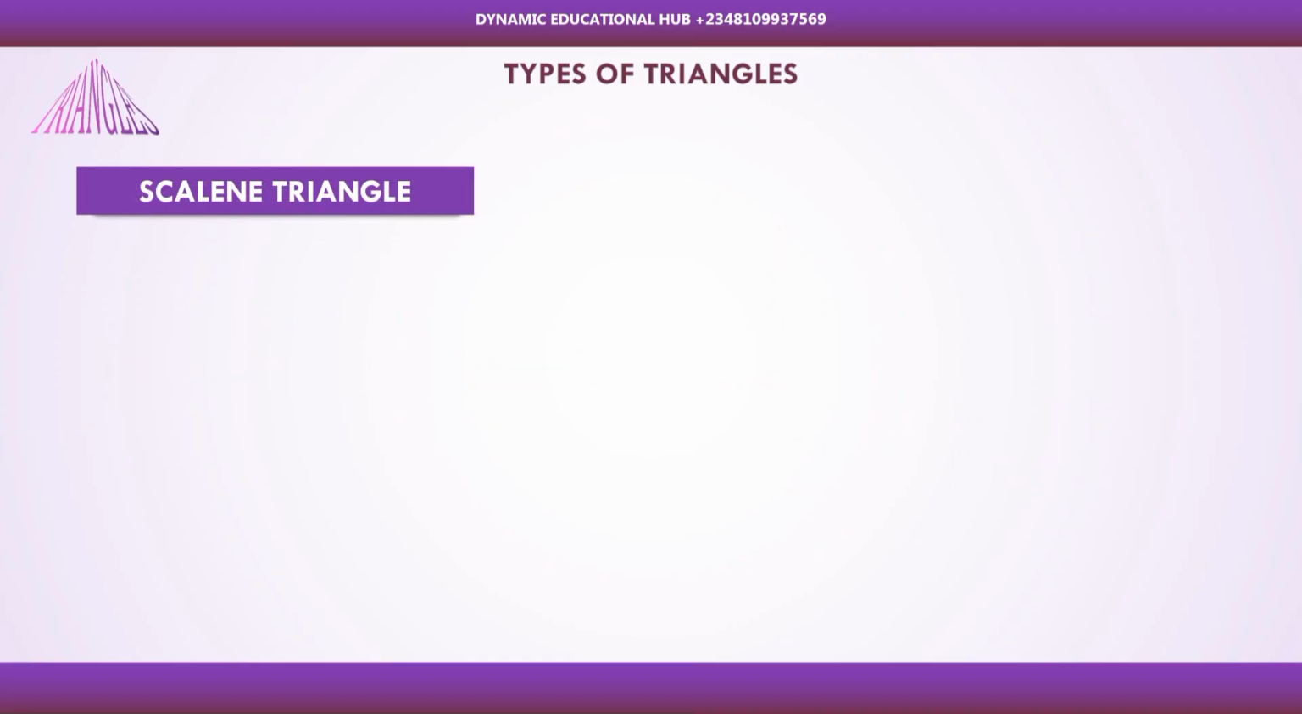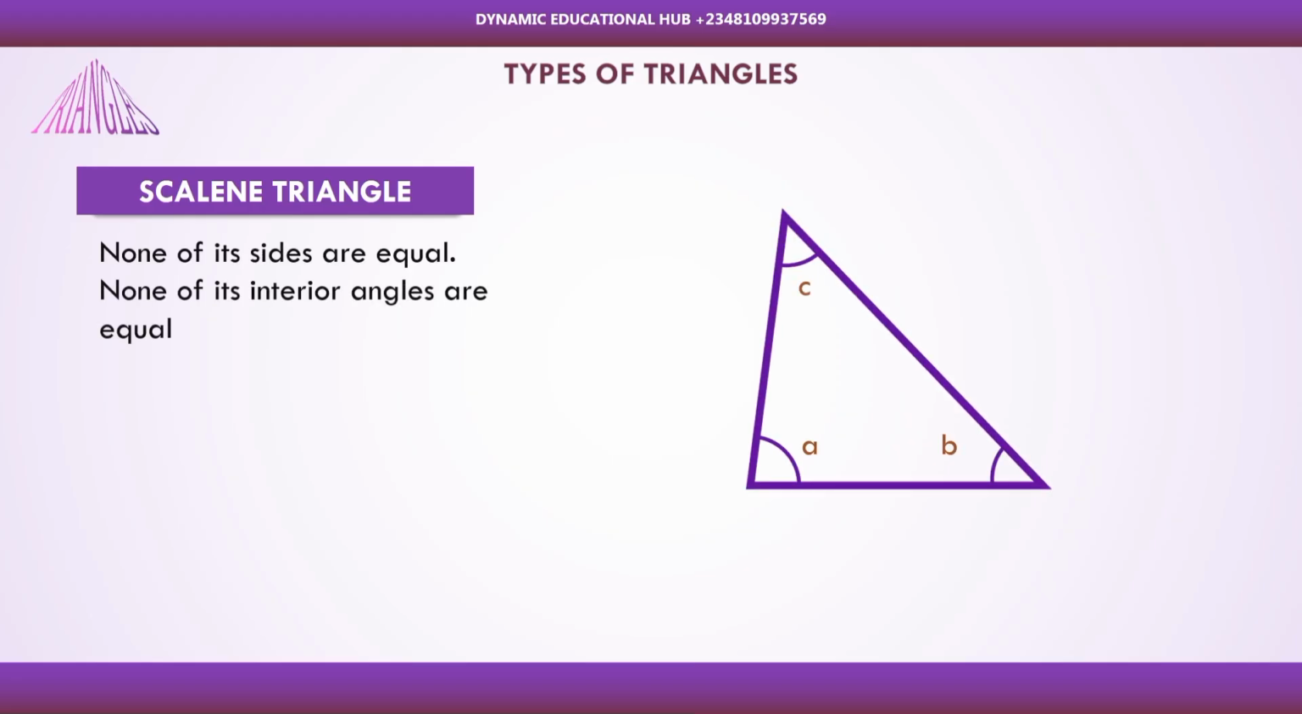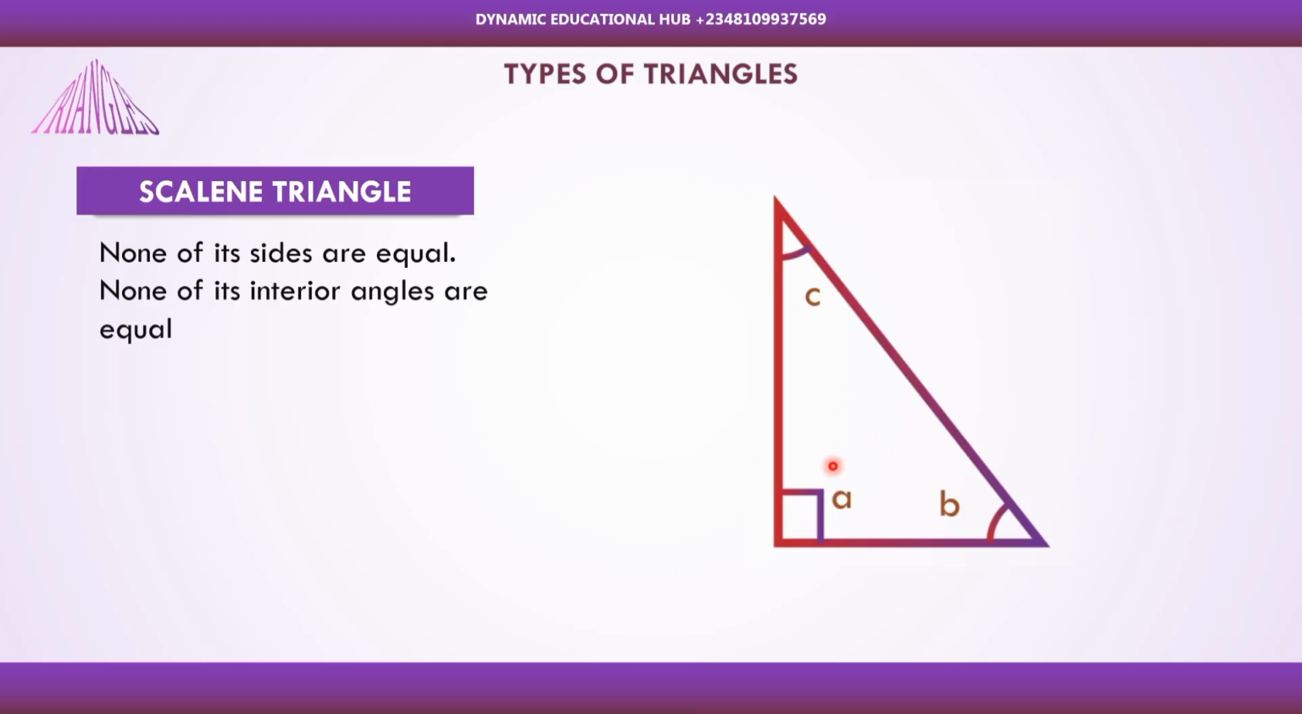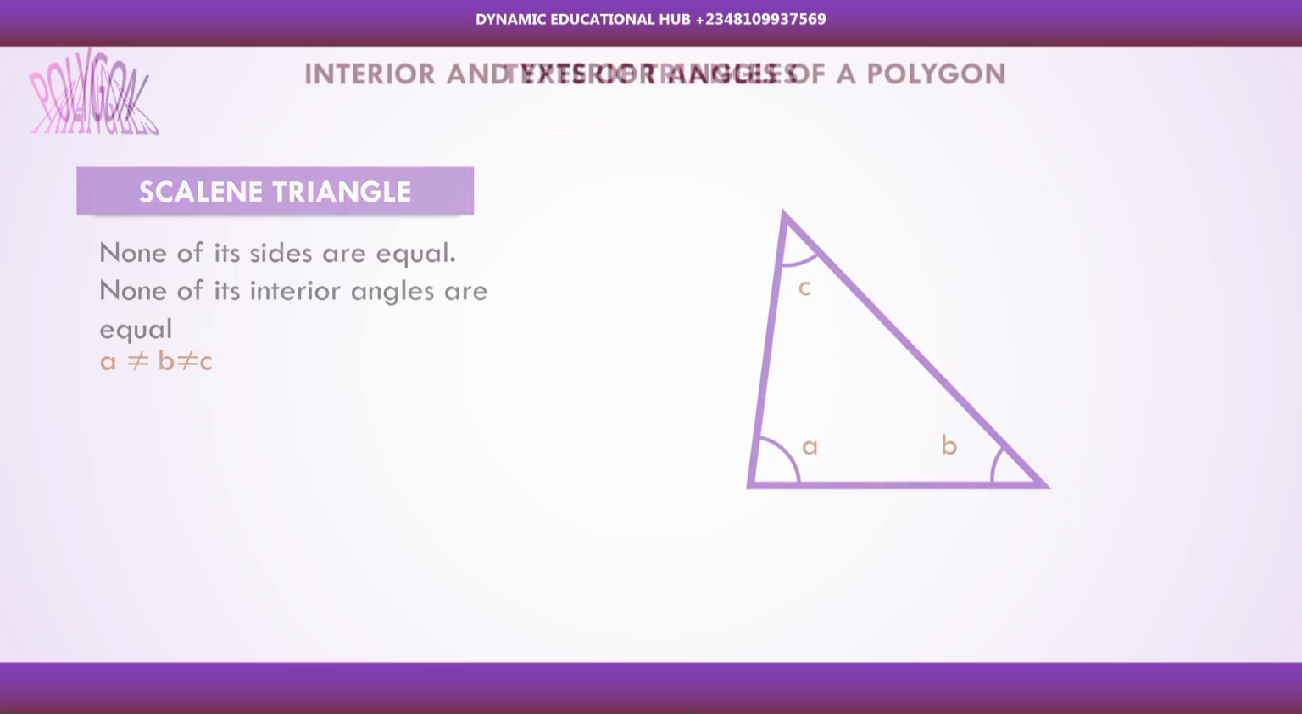The last type is scalene triangle. For scalene triangle, none of its sides are equal. So none of the sides are equal and none of its interior angles nor exterior angles are equal. So the name of that triangle is called a scalene triangle. And we can as well have a triangle that is right angle at the same time scalene triangle. So that is right scalene triangle.